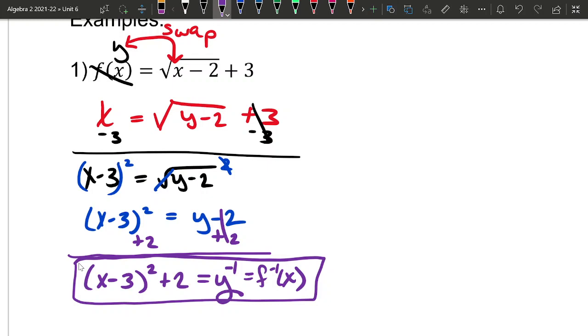You started with a square root problem. You ended with a squared. So the inverse of the square root is squared. Or vice versa. If you started at the bottom, you'd have a squared equation. The inverse of that equation would be the square root.